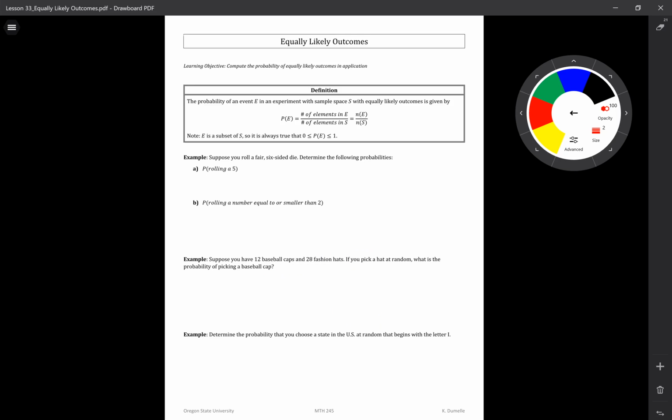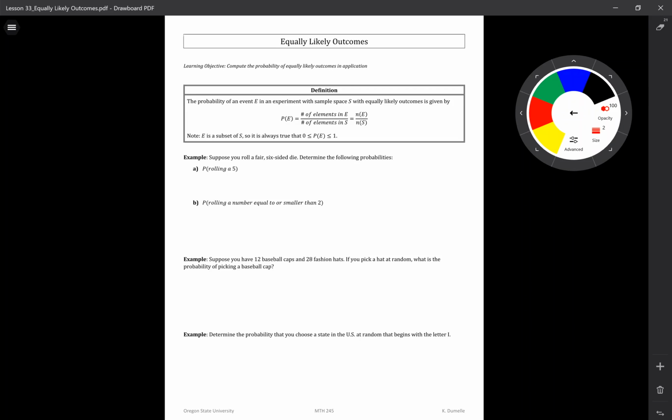All right, this is lesson 34, talking about equally likely outcomes. If I have an event E, which we talked about last lesson, and I choose an element from E at random, then each one of those elements has an equally likely chance of being selected. So the probability of an event E in an experiment with sample space S, where each outcome is equally likely, so none of them has more weight than the other, is given by this. P of E, the probability of E, is the number of elements in E, that's the event we're talking about, divided by the number of elements in S.